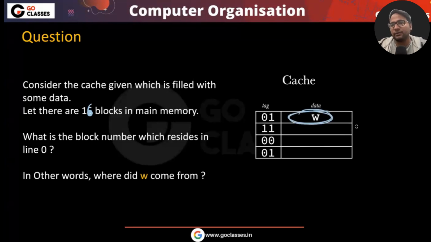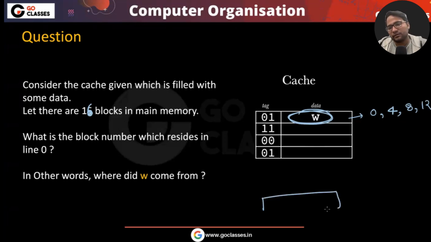See, this is line number 0. If these are the 4 lines, this can contain the data of 0, data of 4, 8 and 12, right? It will be containing data of either the 0th block or the 4th block or the 8th block or the 12th block. That's what they are saying. Now they are saying, if the tag is 0, 1, then currently it is containing data of which block?